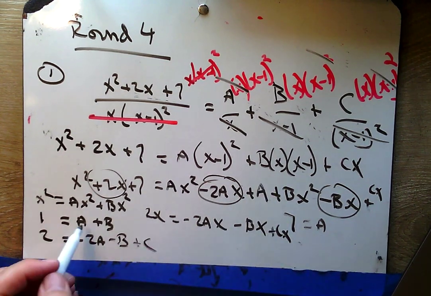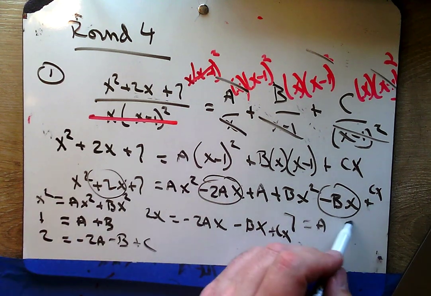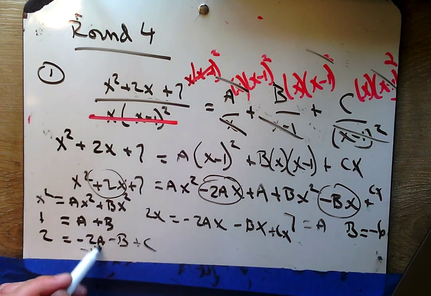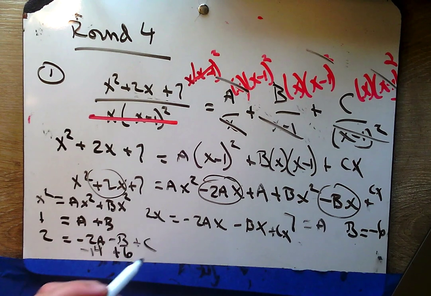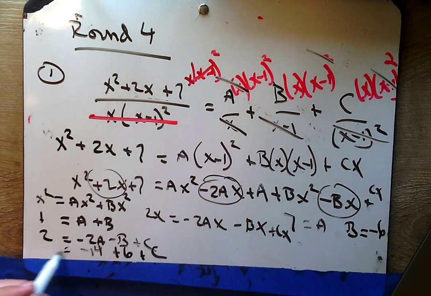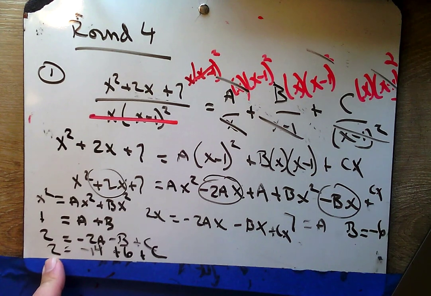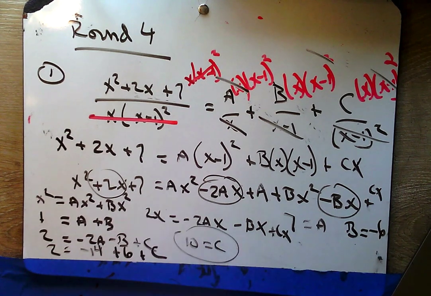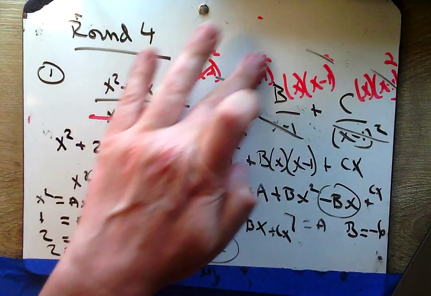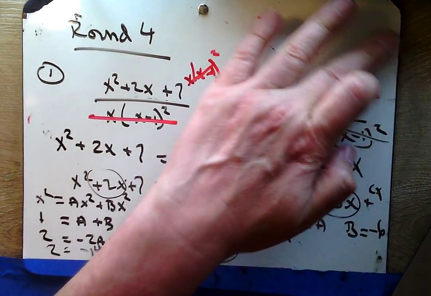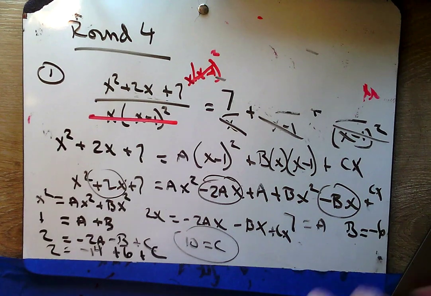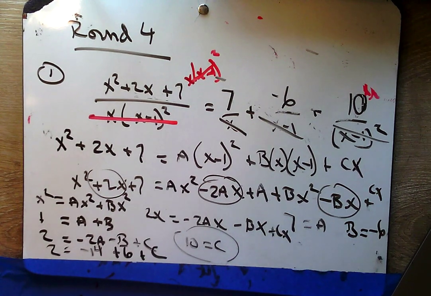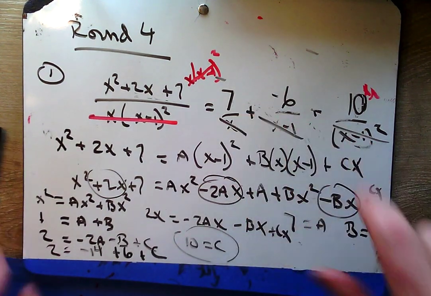Okay, so I know a is 7. 7 plus b equals 6, so b is negative 6. And if I plug in a 7 here, I have negative 14 minus a minus 6 plus c equals 2. So I have 16 equals 6 plus c, or 10 equals c. So we have our values, and we can go back to our original problem setup and put in a 7 here, and a negative 6 here, and a 10 here, because remember, this was my A, my B, my C.